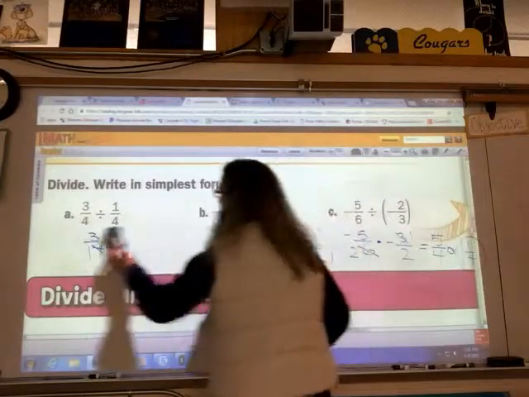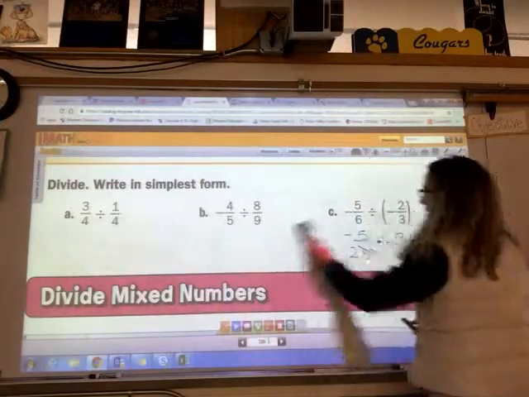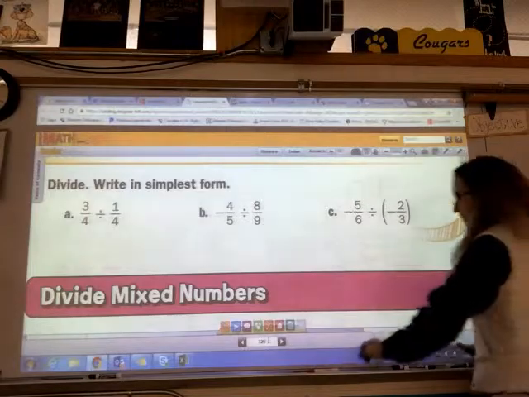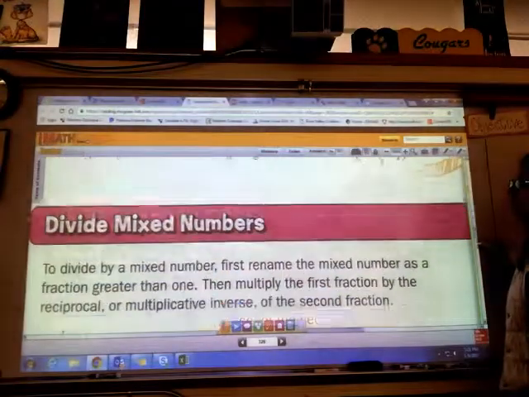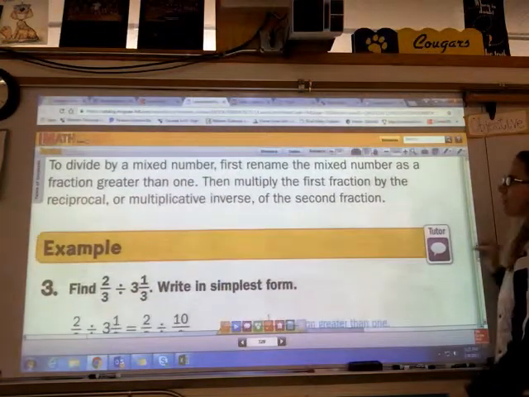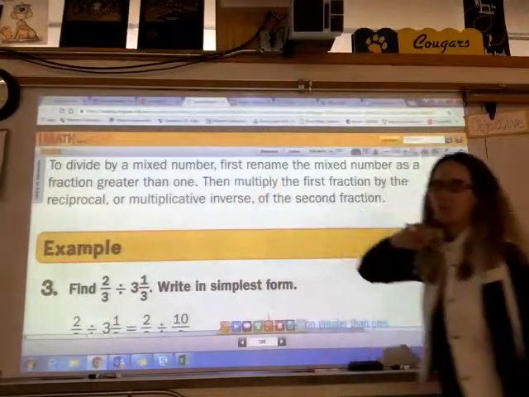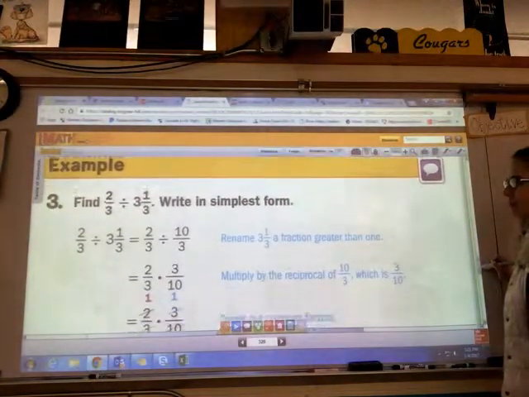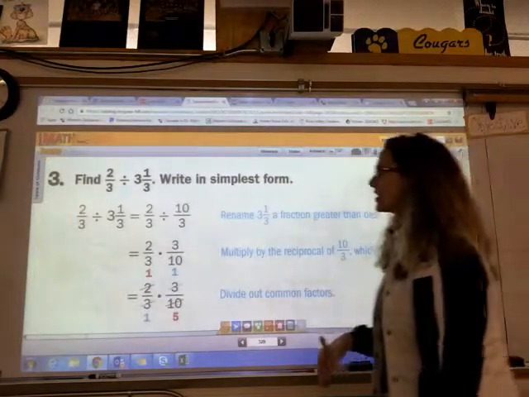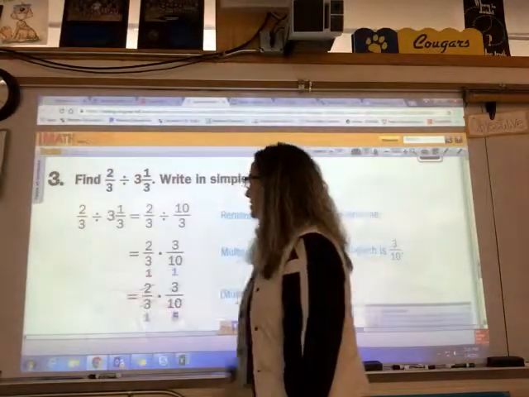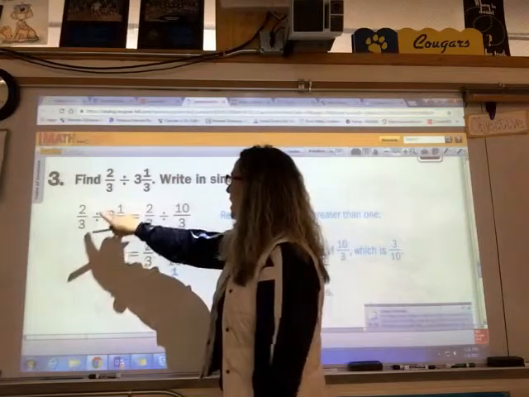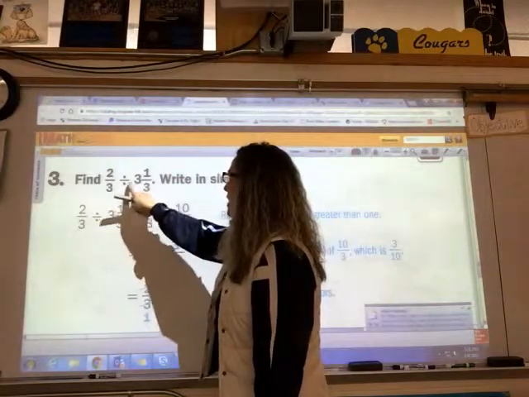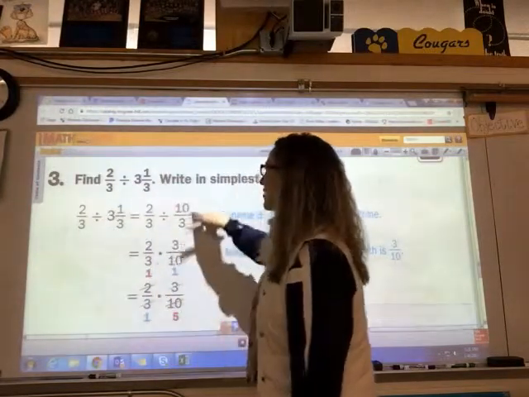As we move on and take a look at the next section, we're going to be focusing on dividing mixed numbers. Very similar to when we were multiplying, one of the things that we're going to want to do, as you can see here, is first rename that mixed number into an improper fraction. So you can go ahead and look at the examples that they have given you. 2/3 stays the same. Division, and then 3 1/3 would be the same as 10/3.